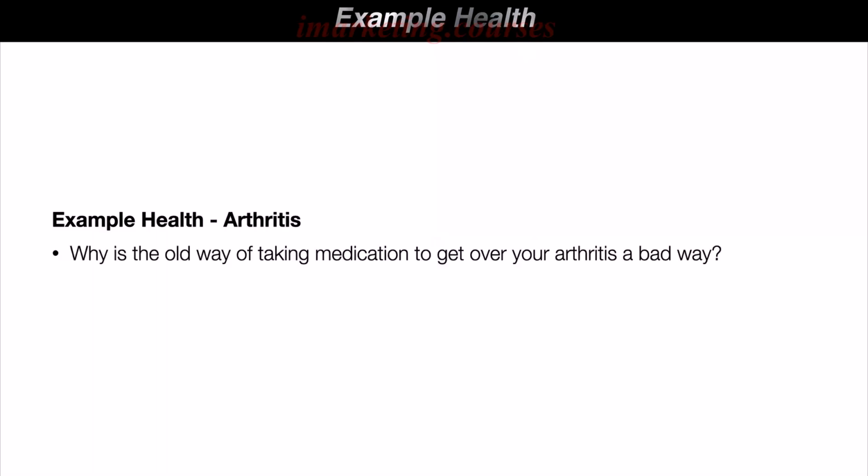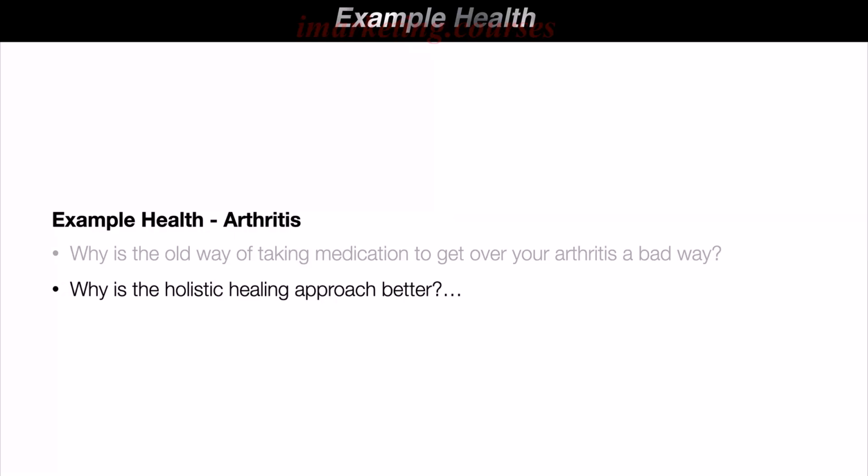Okay, arthritis. Why is the old way of taking medication to get over your arthritis bad? Because it doesn't get rid of it. What happens is you get more arthritis over a period of time. And why is the holistic healing approach better? Because you can actually eradicate arthritis. By eating in a certain way and thinking in a certain way, you can actually get rid of your arthritis. How cool is that?